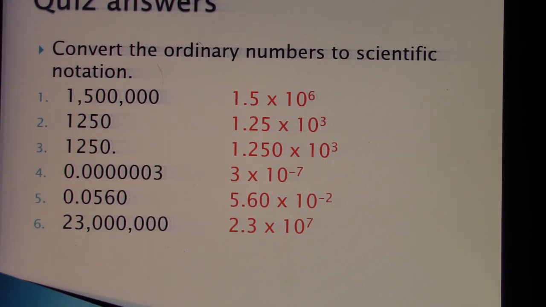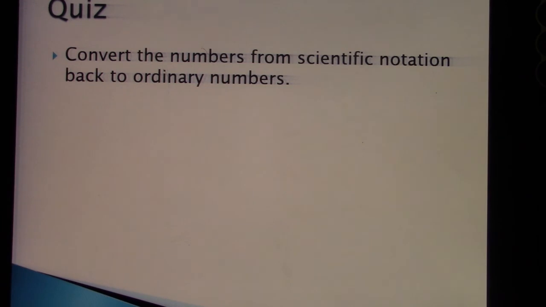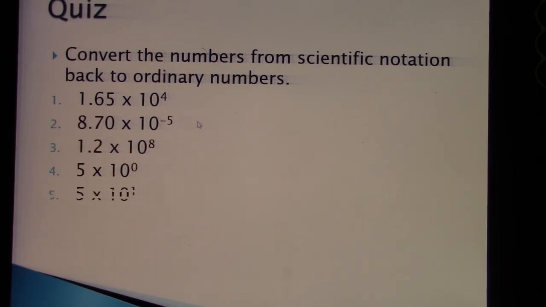Now let's work backwards. Let's convert the numbers from scientific notation back to ordinary numbers. These you can put in your calculator as a check, so just try it, but see if you can do it manually. Take a minute and see if you can do those.